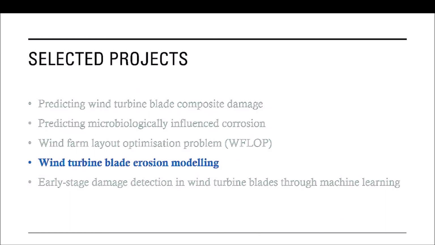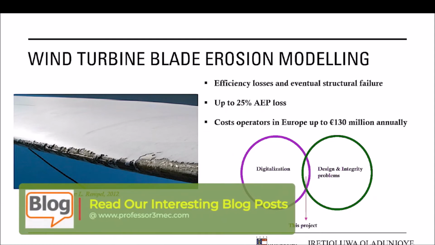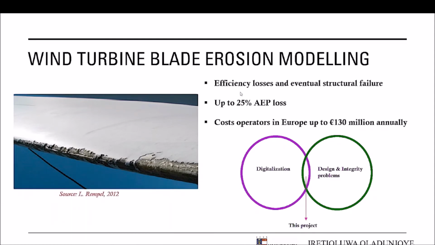Then another project we did was erosion modeling of wind turbine blades. Wind turbine erosion is a big problem, as you see on the screen, and again, you have a lot of energy loss, and energy production loss is 25% based on this, because your aerodynamic performance goes down because of that. So again, what we are trying to do here is combine the design and integrity problem with digitalization. And this project basically is a frontier of those two cases.